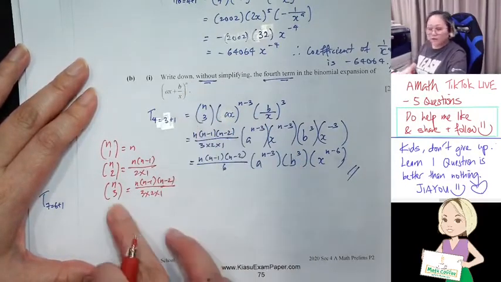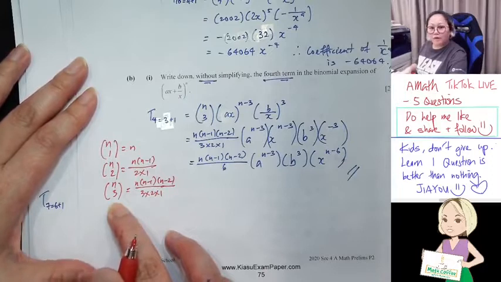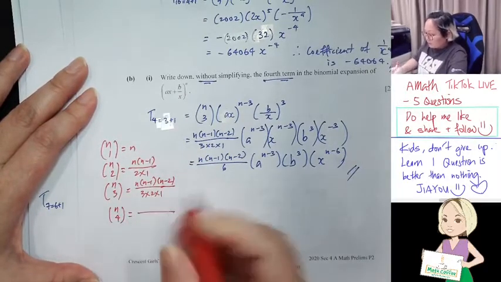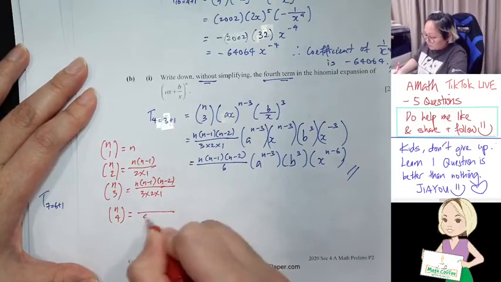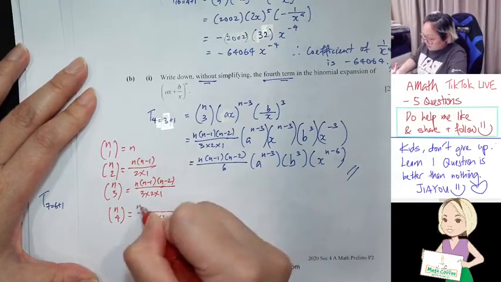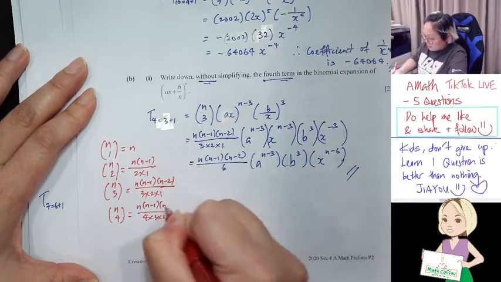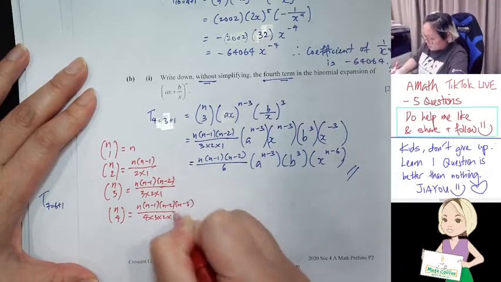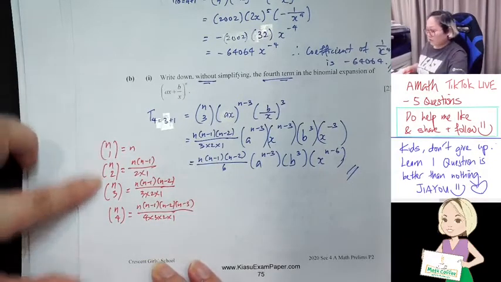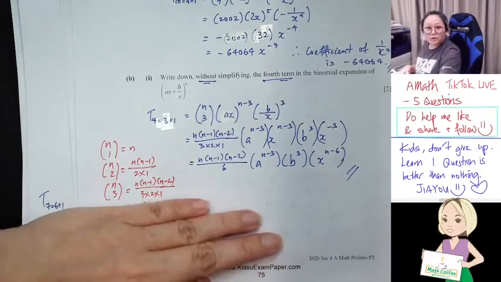The most they go is n choose 3 only lah. They will not go to n choose 4. If it's n choose 4, they will not ask you to expand lah. For n choose 4, look at the denominator, it is 4, right? So it's 4 times 3 times 2 times 1. Then the top will start from n, then n minus 1, n minus 2, and n minus 3. Okay, so this is for this one. But most likely they will only test up to n choose 3 only.